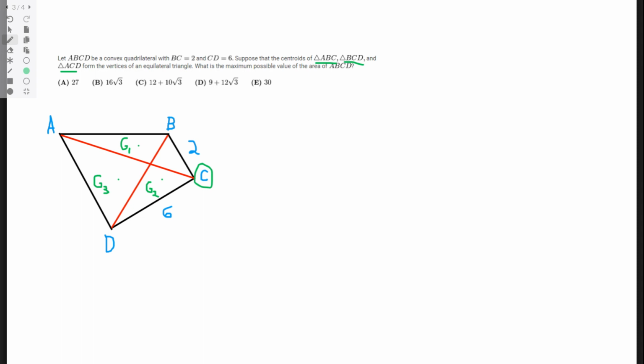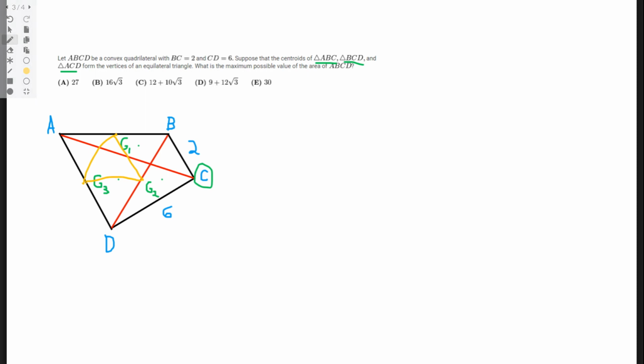So again, if we take a homothety centered at C with scale factor 3/2, this will send G1 to the midpoint of AB. This will also send G2 to the midpoint of BD and G3 to the midpoint of AD. So because it's a homothety, the triangle formed by the yellow vertices is similar to G1, G2, G3. But since all 3 of these yellow vertices are midpoints of the sides, this yellow triangle must actually just be the medial triangle of triangle ABD.